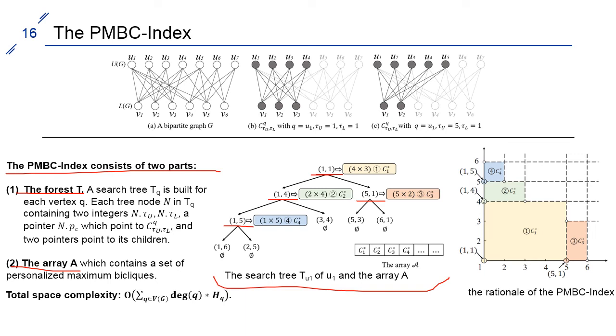It will refer to a 4 times 3 Biclique, which is C1, and the Biclique is actually stored in the array A. Then in the second level, it will contain 2 sets of parameters, (1, 4) and (5, 1). These two will refer to two Bicliques, C2 and C3, which are stored in the array A.